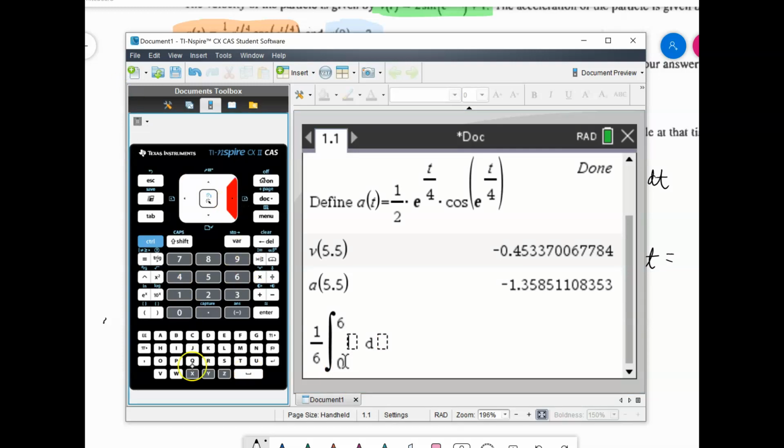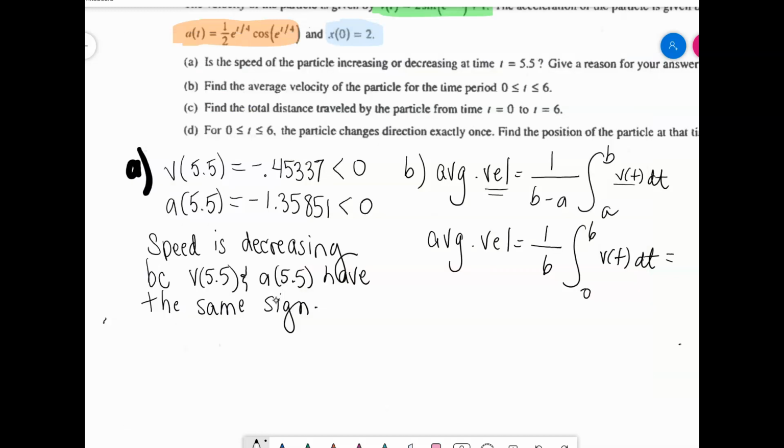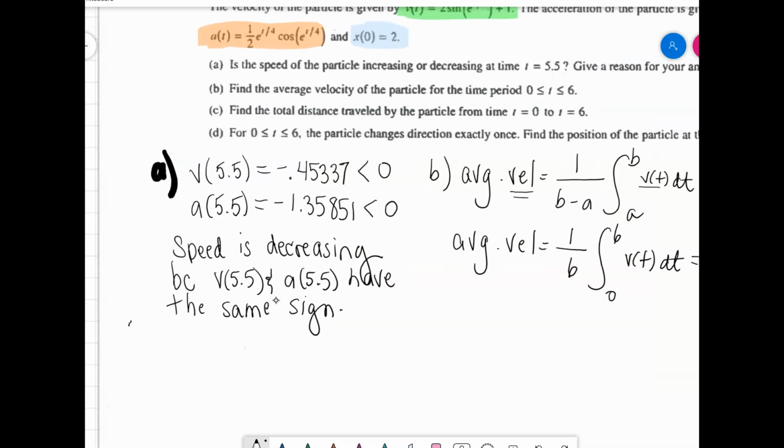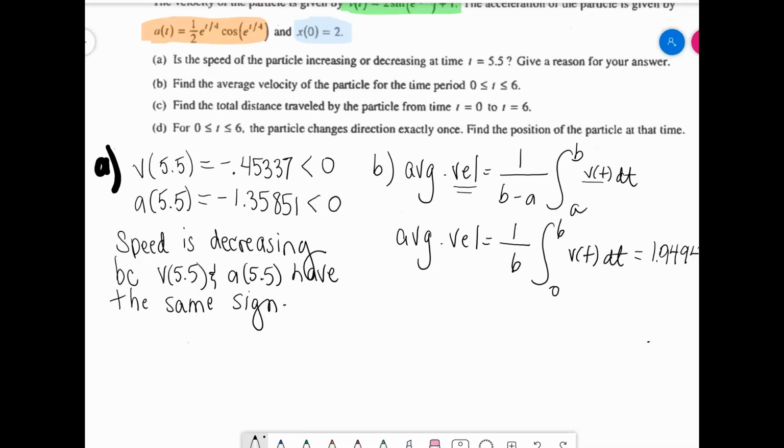And the nice thing about storing a function is we can use it anywhere while in this document in the calculator. Okay, so 1.9494. If you're going to truncate, use at least 3 decimal places. I'm actually going to move this over. There we go. 1.9494, or just 1.949 would have been fine as well.